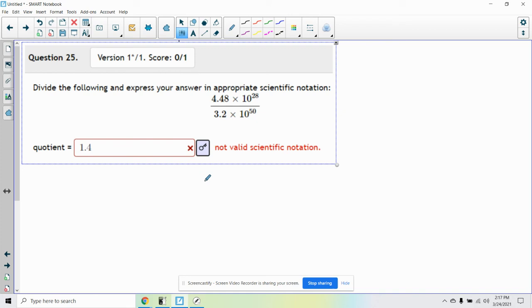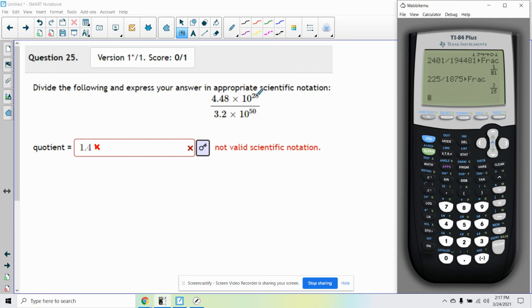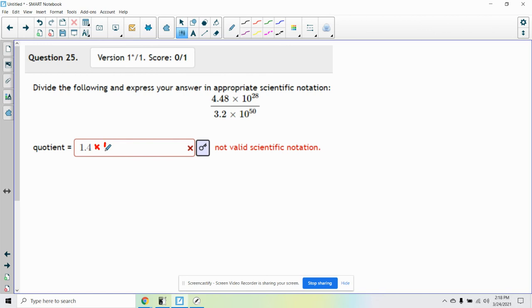And then this last one, this is good, but you're missing your scientific notation part. So we have 10 to the 28th, so you do 4.48 divided by 3.2, and I get 1.4. But then I do 10 to the 28th over 10 to the 50th. That means I'm going to subtract exponents. This is going to be 28 minus 50. So this will be times 10 to the negative 22. You just forgot that part. That's all.